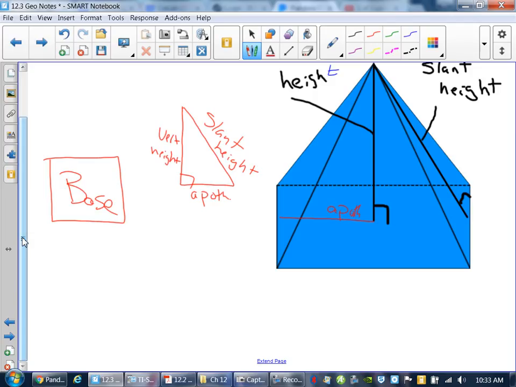And then cursive lowercase l is the slant height. Those triangles going around the base here are always going to be isosceles. They might be equilateral, but they will definitely be isosceles for certain. Equilateral if you're lucky. Okay.